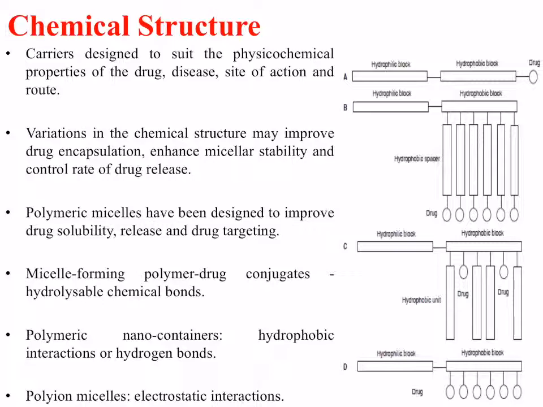The variation in the chemical structure may improve things like drug encapsulation. They may enhance their stability and also try to control the rate of drug release. So polymeric micelles have been designed to improve drug solubility, release characteristics, and to target them to particular tissues. Some of them can be designed with a hydrolysable chemical bond, and also some of them have been used with either hydrogen bonding or ionic, electrostatic interactions. These might be useful in particular for encapsulating DNA.